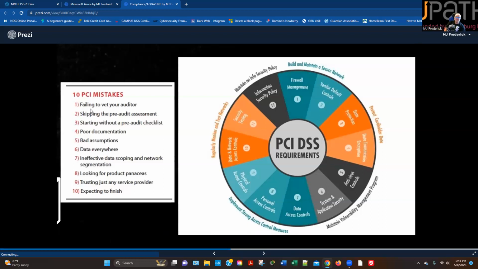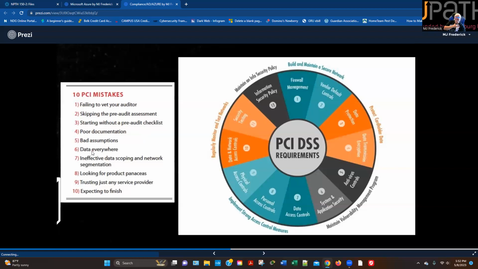The mistakes that are made, failing to vet the auditor. Skipping the pre-audit assessment. You should never skip things. Go through with it. I know it's boring, tedious work, but if you do, then you're done. Starting without a pre-audit checklist. I want that checklist. Poor documentation, meaning you should be keeping documentation. I had it for mine, for my audits where I was at UF, so I was ready.